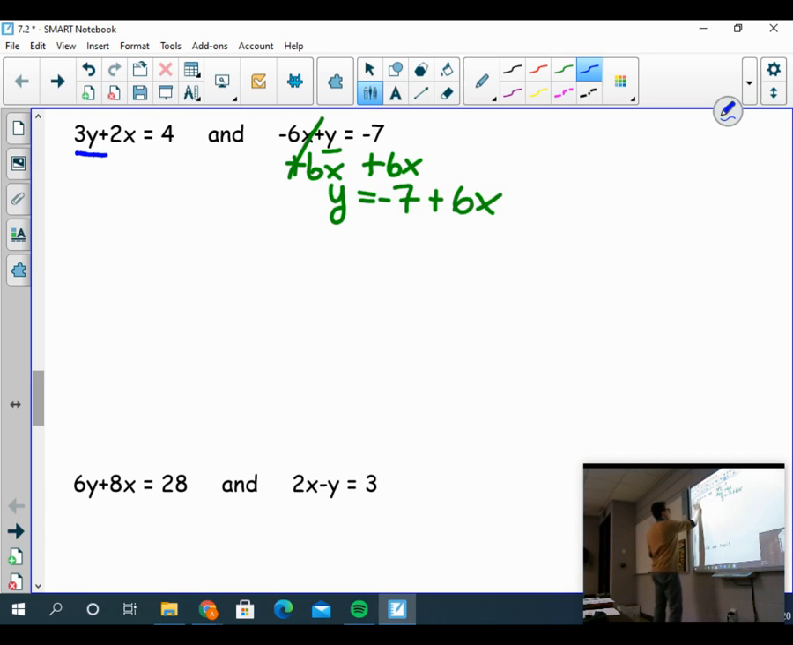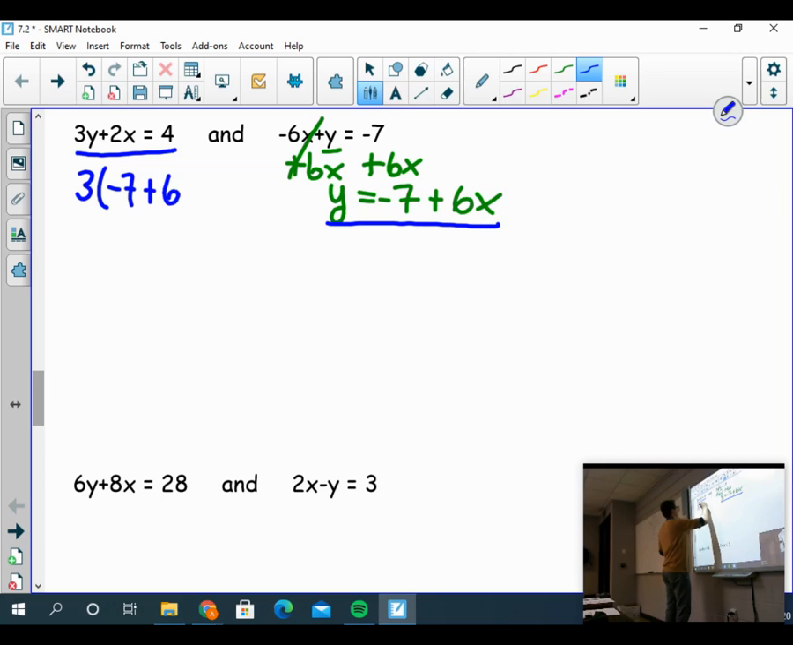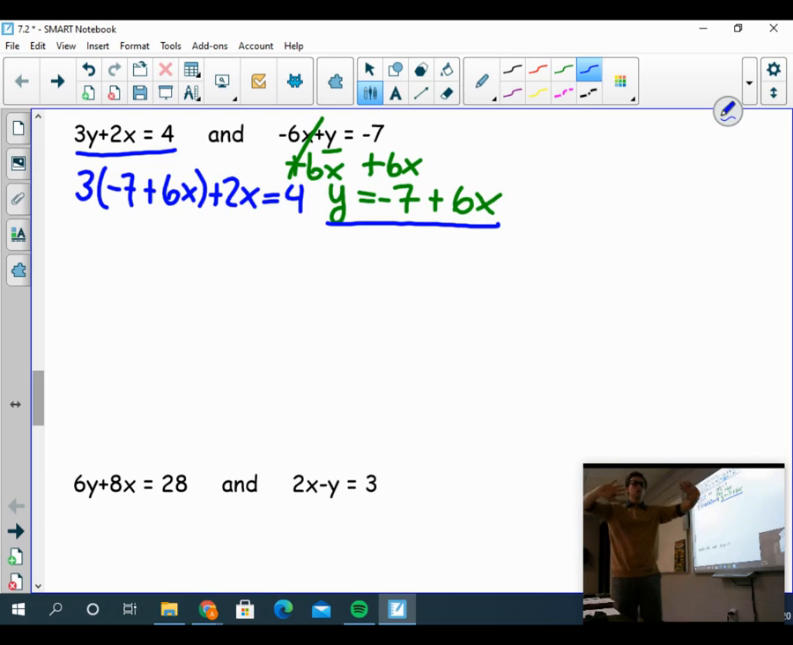Now, these are the two equations I'm going to work with. I have 3y plus 2x equals 4 over here, but I want this equation to be in terms of one variable. Well, based on the math I just did, I know y equals -7 plus 6x. So what I'm going to do is plug -7 plus 6x in for y. Again, the whole concept of substitution: if one thing equals something, then we can plug that thing in for an equivalent form.